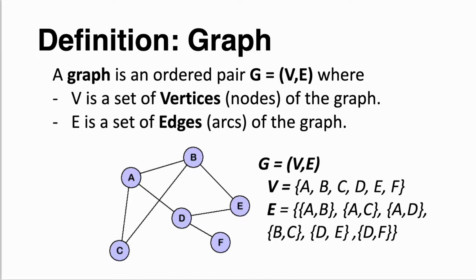Here we have G, which is a pair, V and E. V is represented as a set, so the set contains A, B, C, D, E, and F. Edges are represented as a pair of vertices. So we have AB, AC, AD, BC, DE, and DF. Two vertices, for example A and B, are in the set of edges if there is an edge connecting both vertices in the graph.